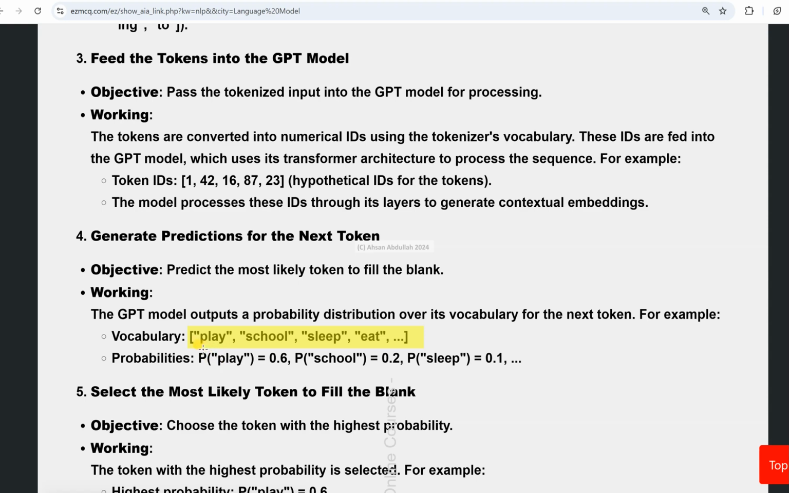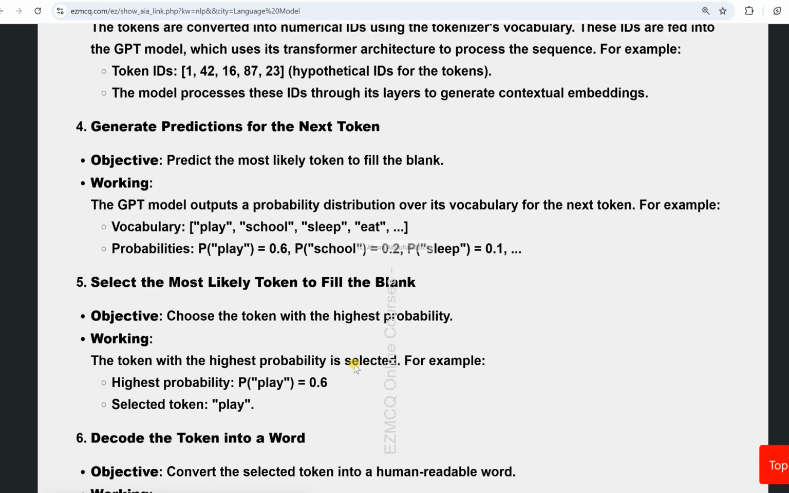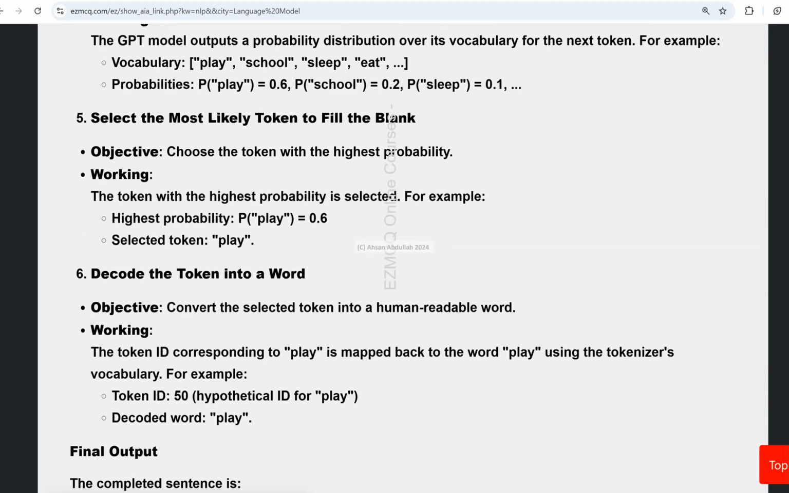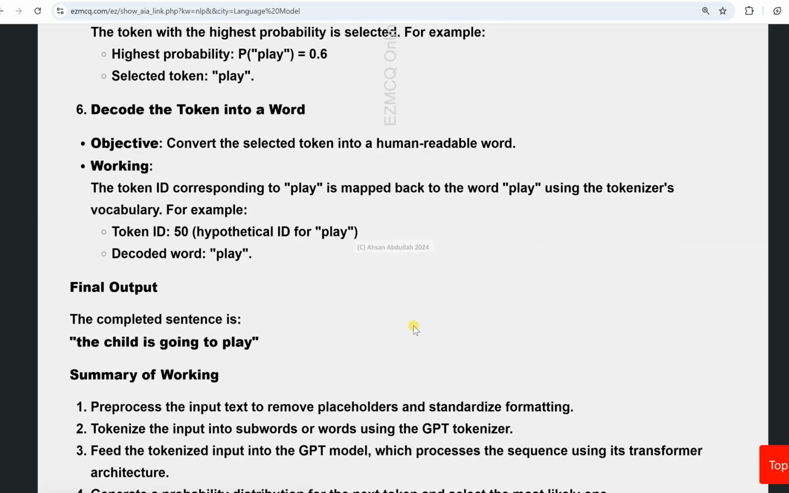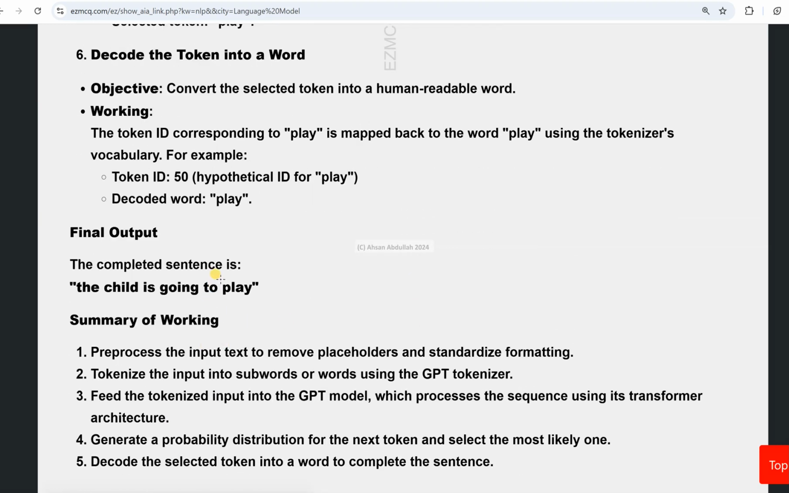You can read the probabilities for play, and then as before we select the token with the highest probability. It's a greedy approach. We decode the token into a human-readable word, because it was a numeric ID, and it is mapped back to the word. Token ID 50, a hypothetical ID, gets replaced by play, and we have the complete sentence. As you can see, the next word was play by HMM and also with GPT. This is a fairly simple statement, but for complex statements the result can be very different also.